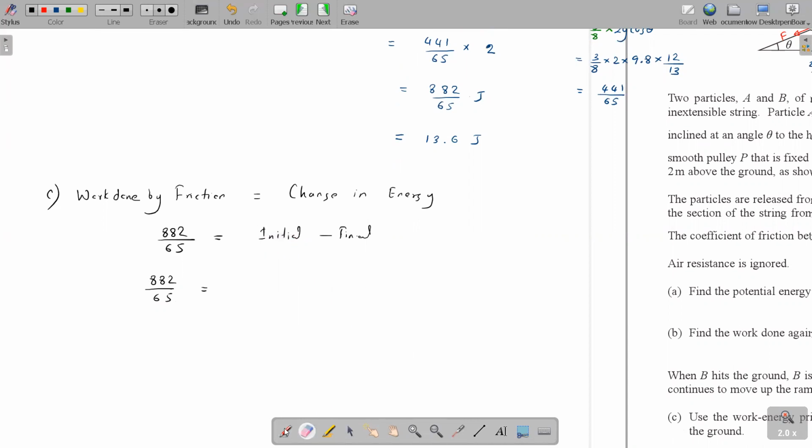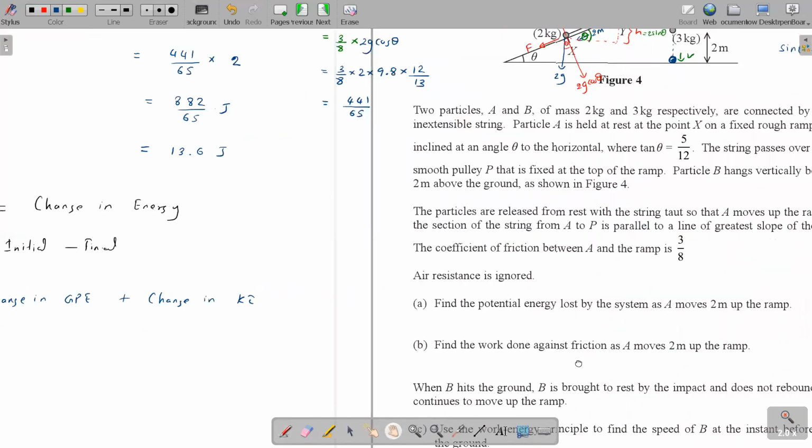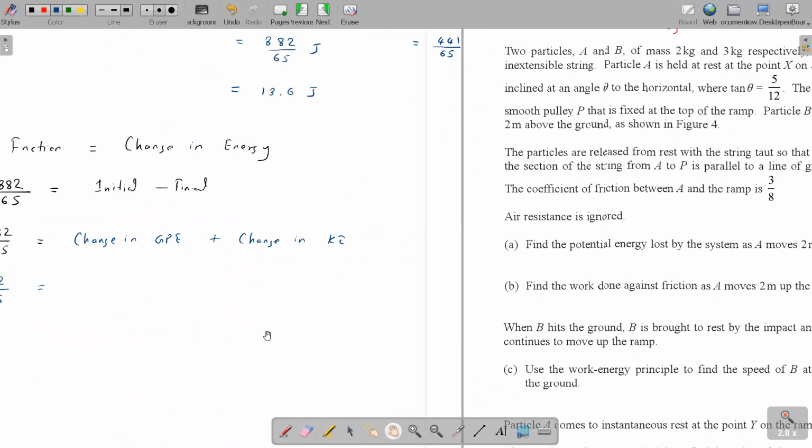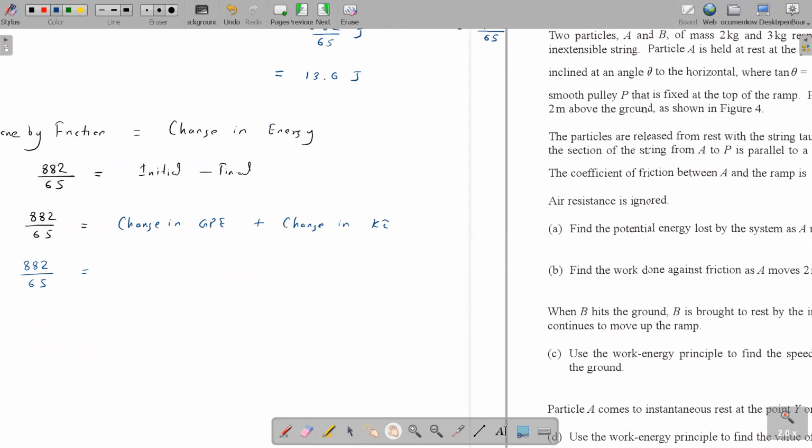So actually here, a change in energy means the change in GPE plus the change in KE. Can you guys understand? So what's the change in GPE? Change in gravitational potential energy is initial minus final. Now I think you can see here in part A, we have accounted that. Starting from beginning to end, we got the GPE gain by A, we got the GPE loss by B entirely. So when the system moves 2 meters, the system experiences GPE loss. So end of the day, initial minus final, it's a minus answer. You get a loss here. So GPE loss. Okay, are you guys with me?